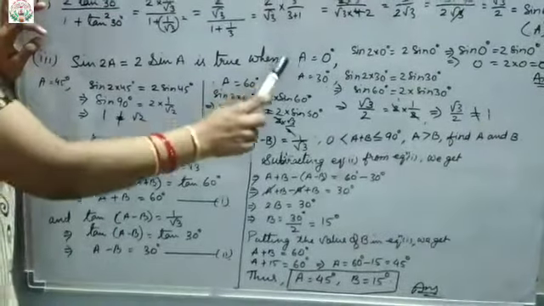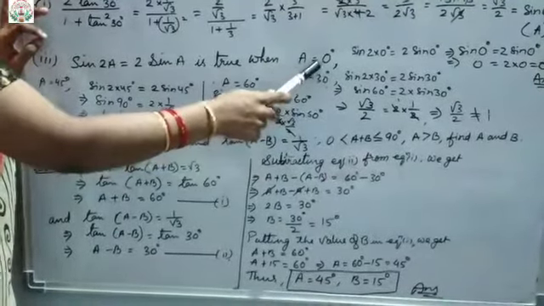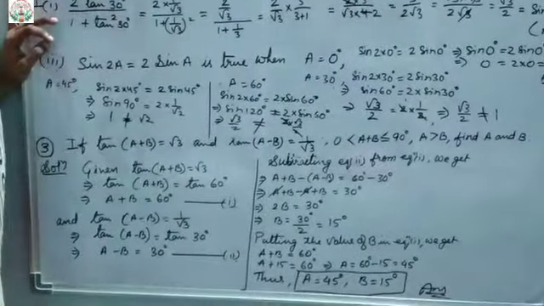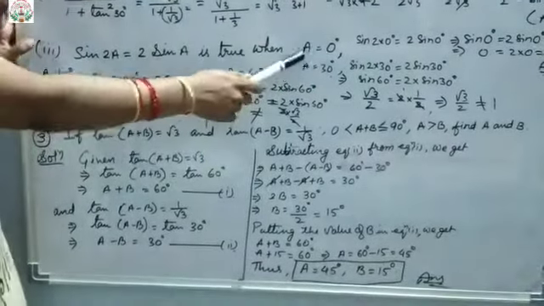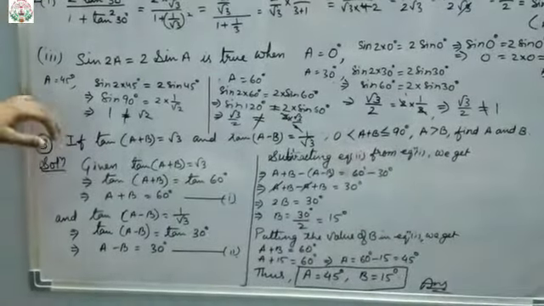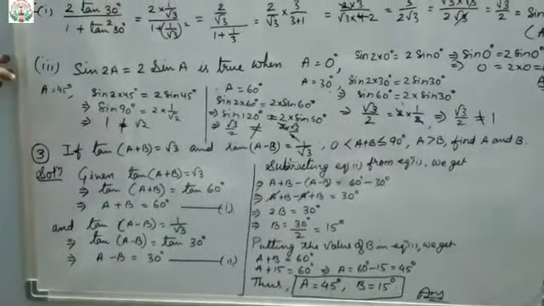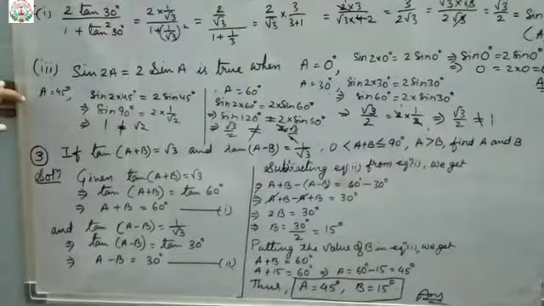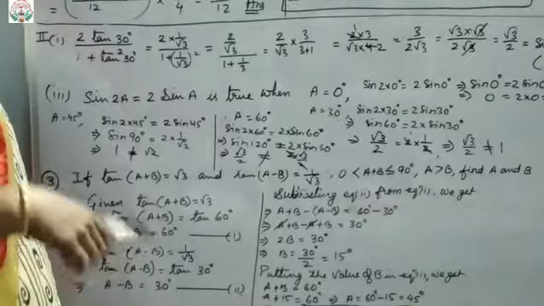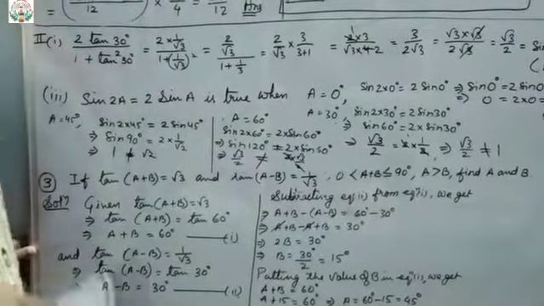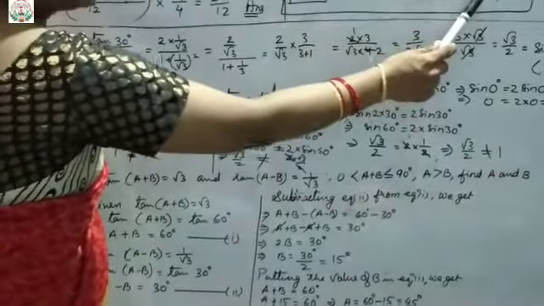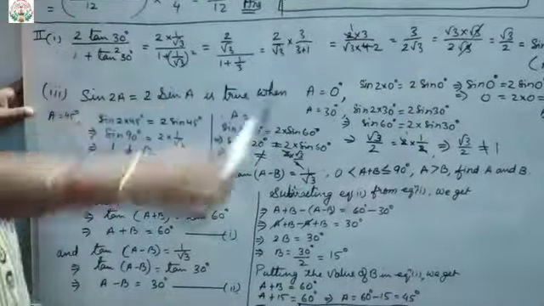So only in one condition, that is the first one, a equals to 0, both LHS and RHS are satisfying each other. Okay, so a equals to 0 is the correct answer. Now fourth one also, see 2 tan 30 upon 1 minus tan square 30. Only you have to put the value of tan 30 and solve the equation. You will get the answer. Okay, so that is your homework. Homework is second part, and fourth part is your homework.